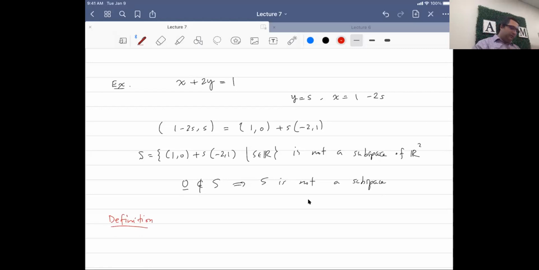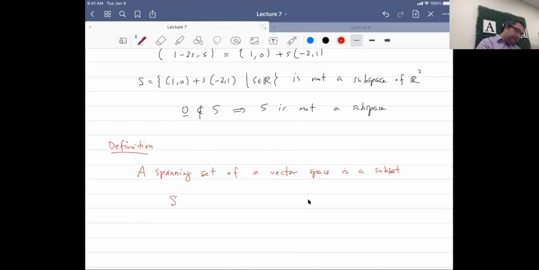This is a very important point now. A spanning set of a vector space is a subset S such that its span is the entire vector space, right? I mean, consider all possible linear combinations. So the first question that I ask is, if I give you any vector space with those axioms, is there a spanning set?